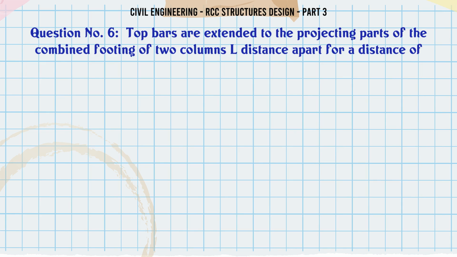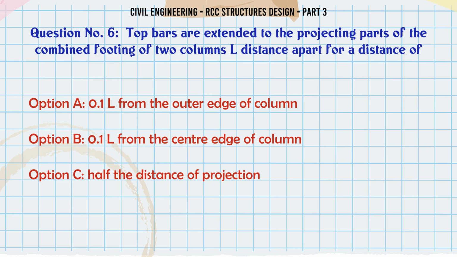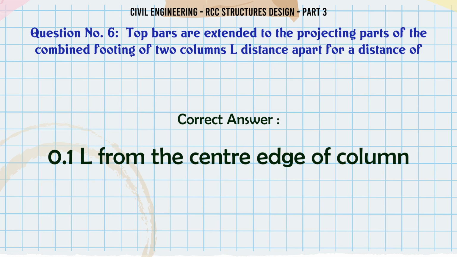Top bars are extended to the projecting parts of the combined footing of two columns L distance apart for a distance of: A, 0.1 L from the outer edge of column; B, 0.1 L from the center edge of column; C, half the distance of projection; D, 1/4 the distance of projection. The correct answer is 0.1 L from the center edge of column.